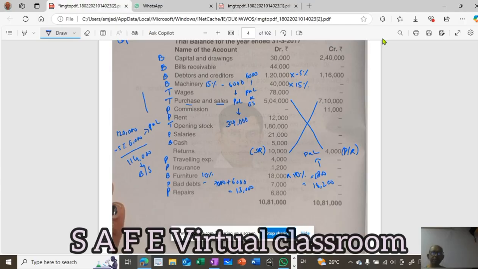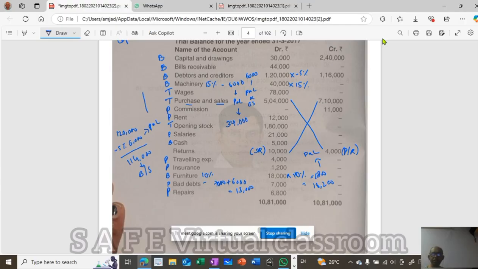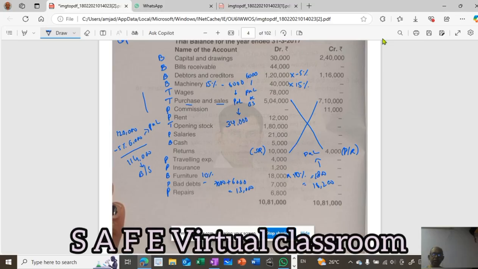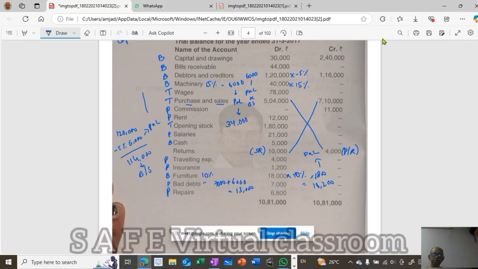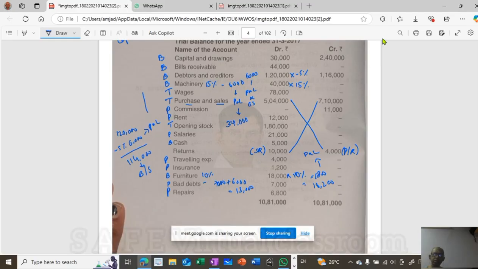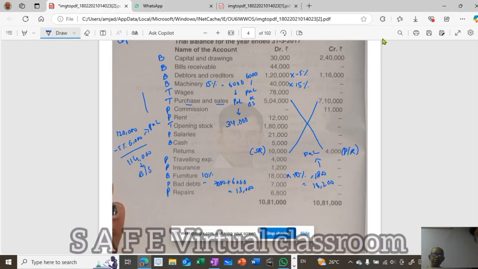I didn't understand this one. 18,000 is the value of furniture, no? So there is a loss of 1,800. The value has come down by 10%, no? So 18,000 minus 1,800 is how much? Whatever that is, we have to write it in balance sheet. Yes, we have to show that also. 18,000 minus 10%, 1,800, is 16,200, the net amount you have to show. Understood? Yeah, understood.